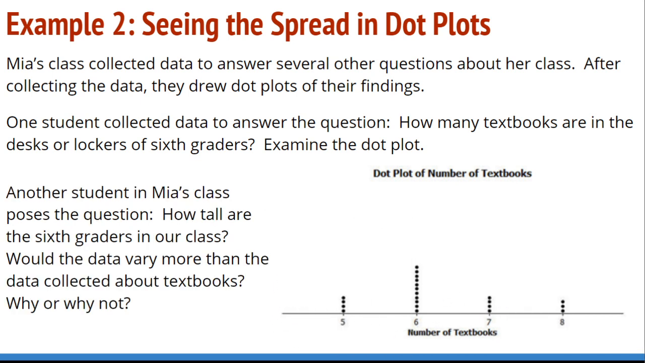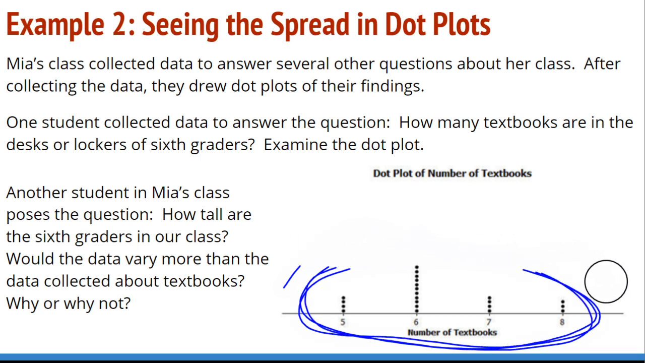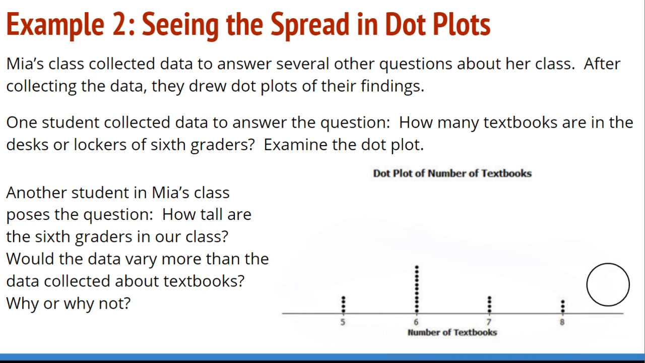All right, another student in Mia's class poses the question, how tall are the 6th graders in our class? Would the data vary more than the data collected about textbooks? So this is our data about textbooks. Compared to data about height, is this data here about textbooks going to be more spread out or less spread out than data about height? And of course, this is where you'd want to pause and think about that for a second and make your prediction.